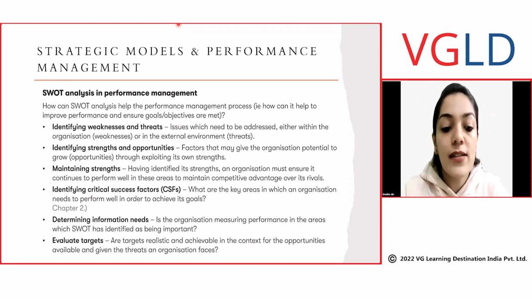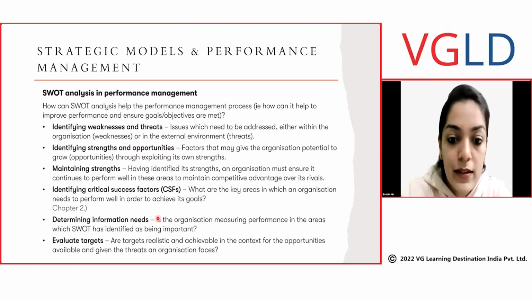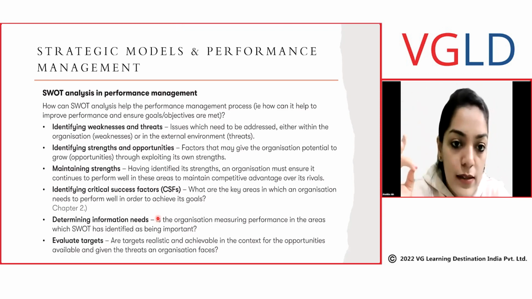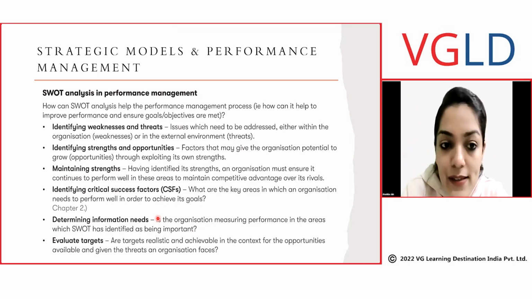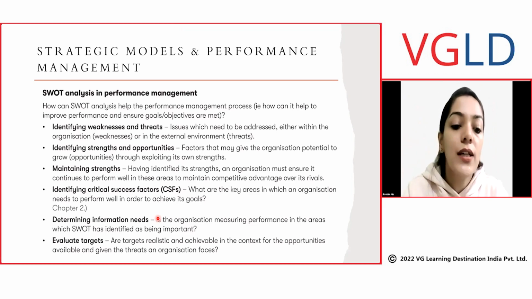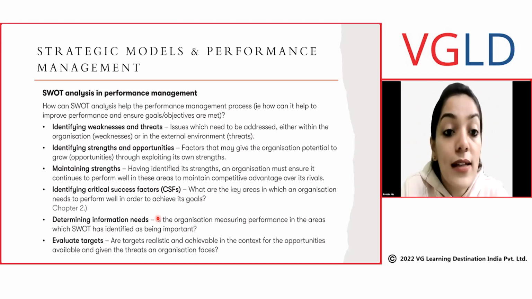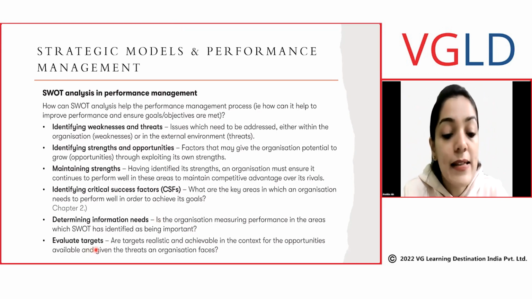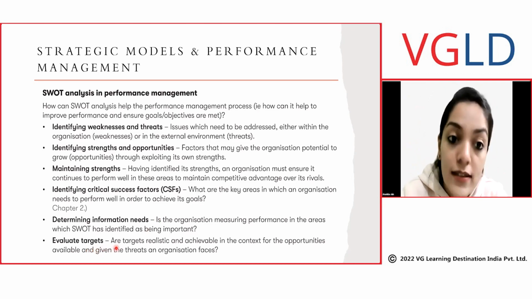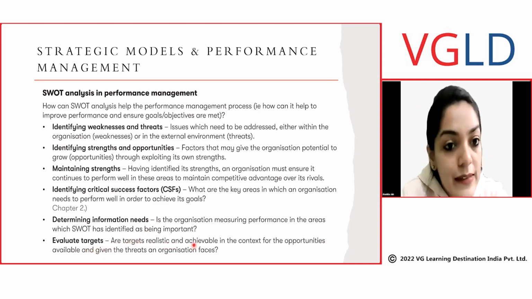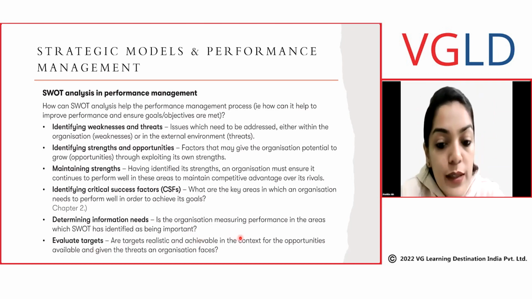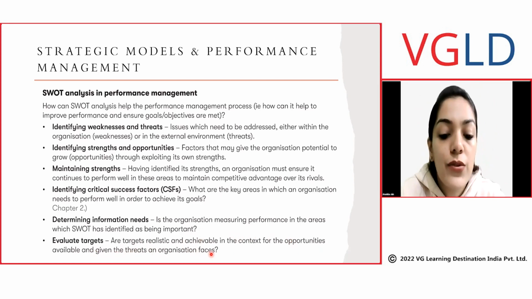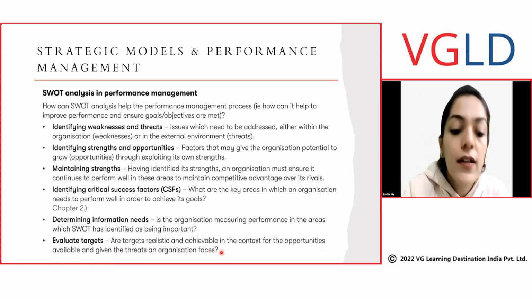Okay, so this is determining the information needs, and the second layer in the SWOT analysis. First, you do the SWOT analysis. Next, you identify the critical success factors. And then third, you set up the information needs or set up the KPIs. Okay. Then next is evaluate targets. Are targets realistic and achievable in the context for the opportunities available and given the threats an organization faces?